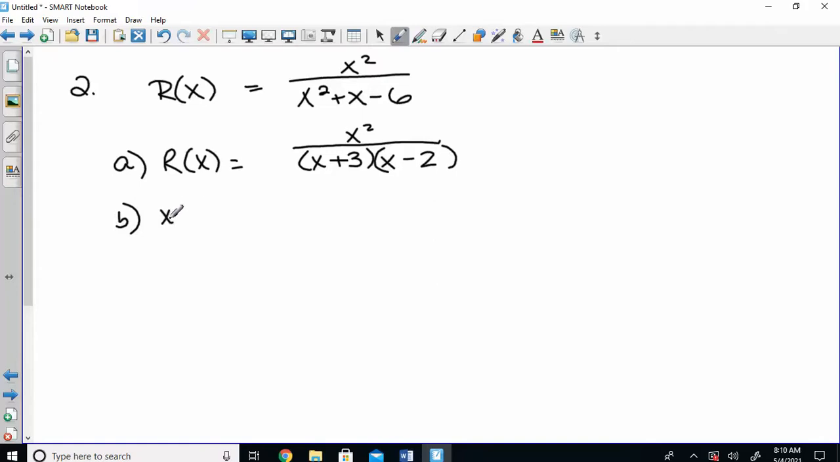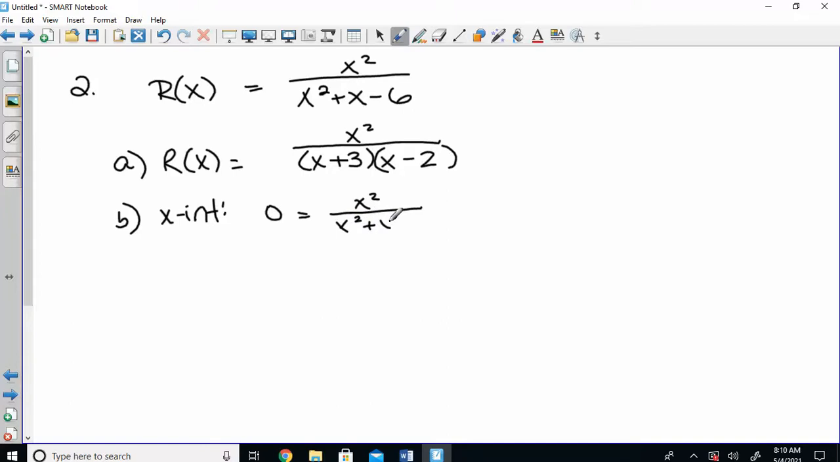Intercepts. This is back to your Algebra 1 days. What is an x-intercept? If it's on the x-axis, what do you know about your y value? It's 0. So you plug in a 0 for your y.